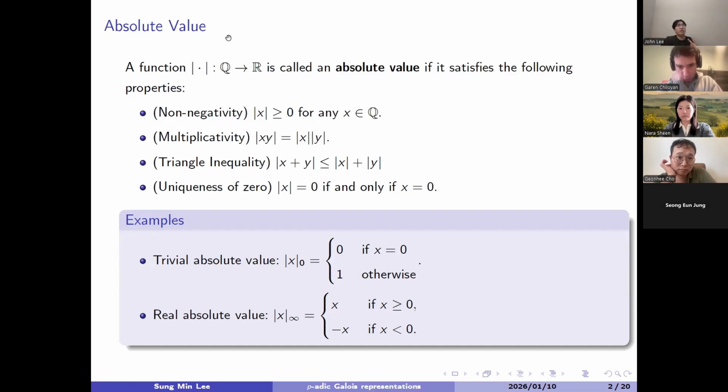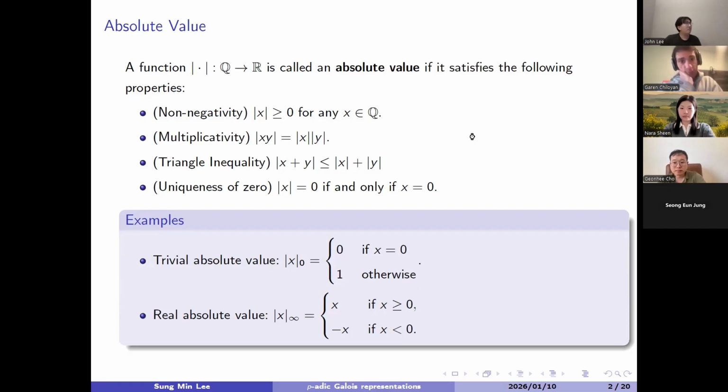Of course, there are two very trivial absolute values one can consider. One is too trivial, so we never really talk about it in detail: it gives zero for x equal to zero, and one for anything else. Still, it satisfies all these axioms, so it is an absolute value. Another is the real absolute value, which is what we know.